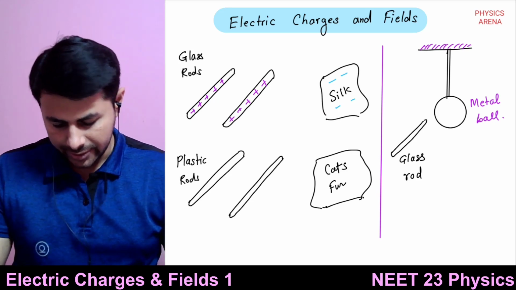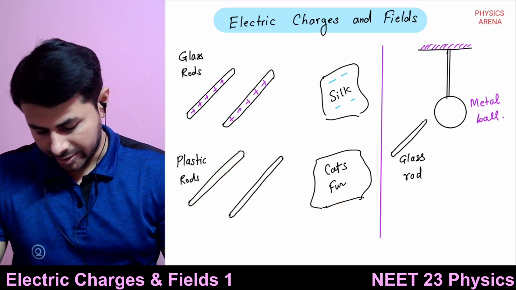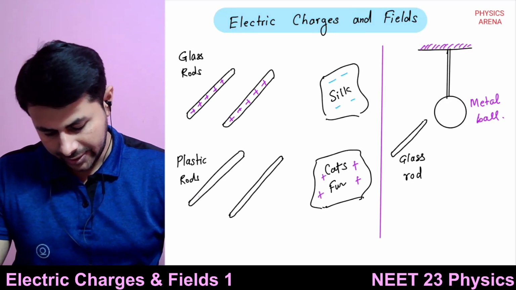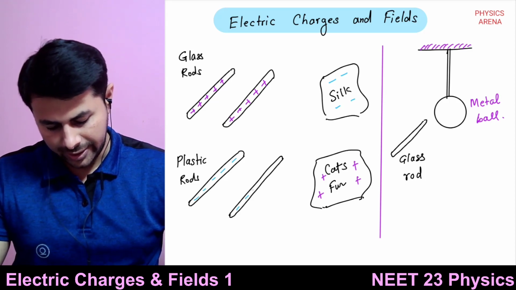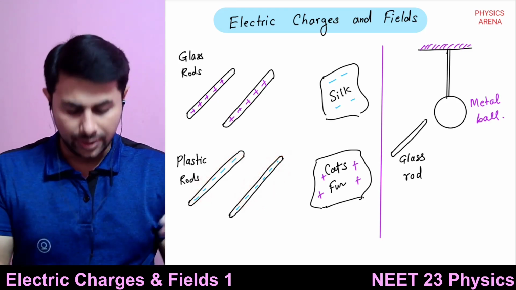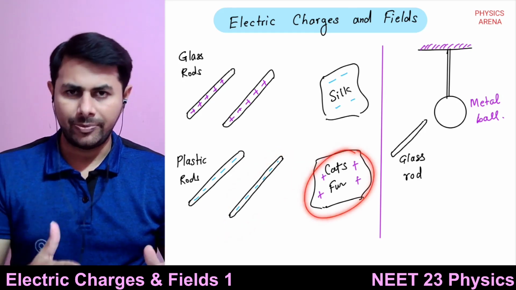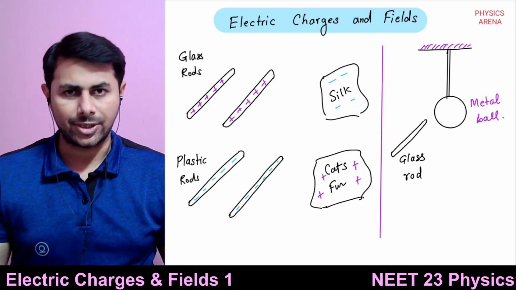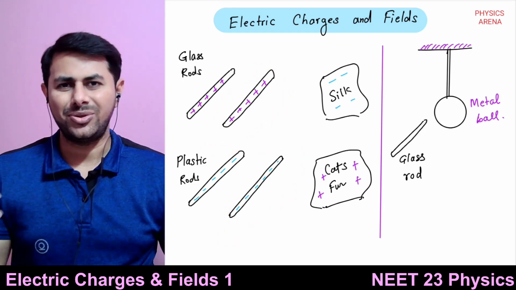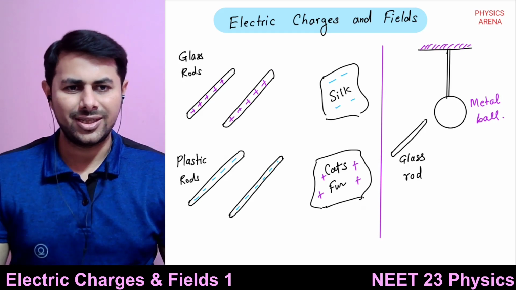The same thing happens when you rub a plastic rod with cat's fur. Now cat's fur becomes positively charged, and the plastic rods gain negative charge. Once again, if you bring two plastic rods close to each other, they will repel each other. If you bring a plastic rod close to cat's fur, there will be attraction between the two. And if you bring a glass rod close to a plastic rod, they will also attract each other, because they have opposite kinds of charge. So this thing is clear.